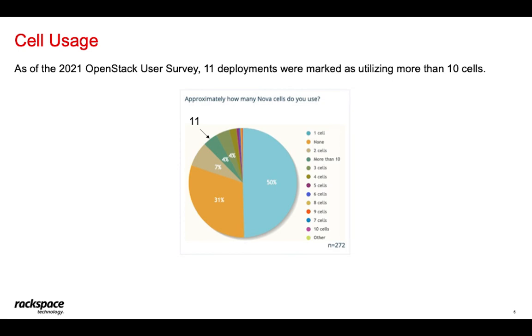The one that's interesting really is more than 10, because if you say more than 10, you're using cells, right? So we think that in that block, there's probably your CERN or GoDaddy, whoever, the big boys that are really using that. And so out of the 272 respondents, that's approximately 11 cloud environments using cells v2 for real, right?